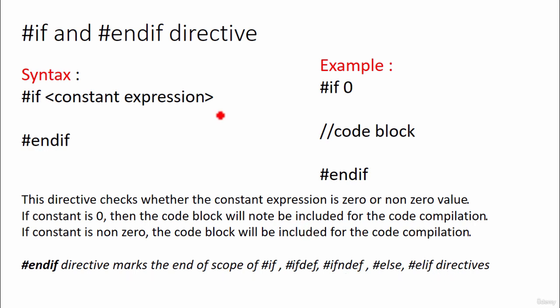Please don't confuse this #if with your decision making if statement. Both are entirely different. This is a conditional compilation directive, whereas the if we used in decision making is a C statement, an if statement, which is checked during runtime of the program. But this is checked during the preprocessor stage of the compilation, to decide whether to include a code block or not in the final executable of the program. So in this case, this code block will not be part of the final executable of the program. Let's see how to use this in a program.